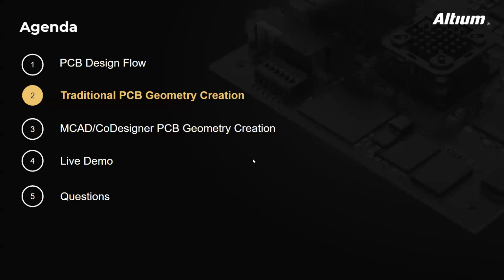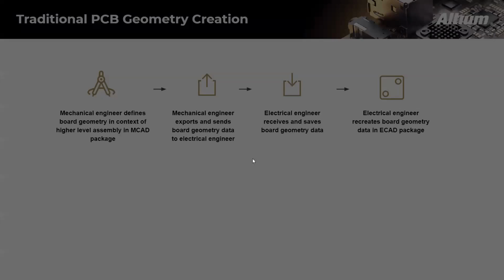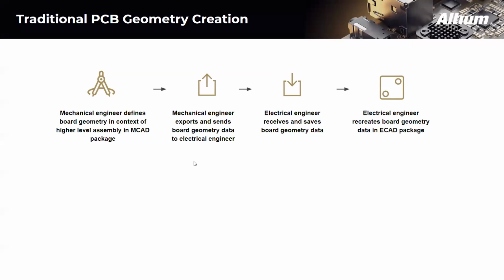I'm going to just quickly go through the traditional PCB geometry creation, how that process looks. So the mechanical engineer will define the shape of the board in the context of a higher level assembly in the MCAD package, as I've just talked about. They then need to export that board shape definition into some sort of file format and make that available to the electrical engineer, who then needs to receive that information, save it somewhere, and then use it in their ECAD package to recreate the board geometry.